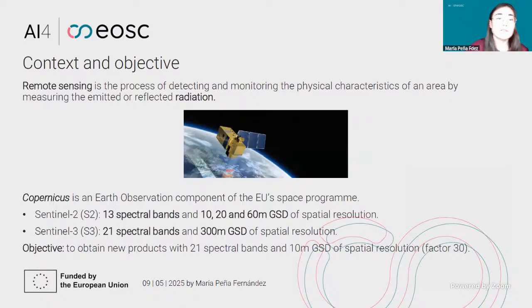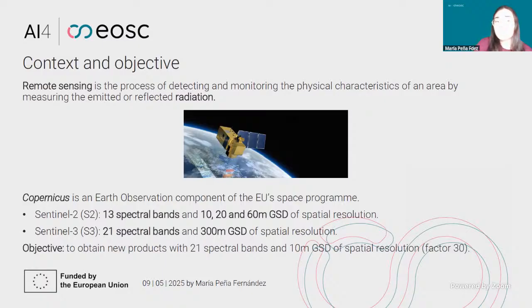So to set the scene, remote sensing is the process of detecting and monitoring the physical characteristics of an area, and it is done by measuring the emitted or reflected radiation. The data acquisition is provided by sensors that are usually placed on planes or satellites. We have Copernicus, which is the Earth observation component of the European Union's space program, and it is the world's largest provider of this type of data.